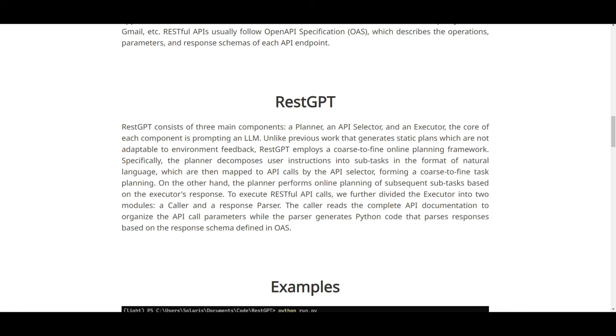This is something that forms the task plan and goes to a broader spectrum to detail what is actually needed to execute the task. We then have the executor, obviously, which is the one that carries out the RESTful API calls. And this executor is further divided into two modules, which is the caller and the parser.